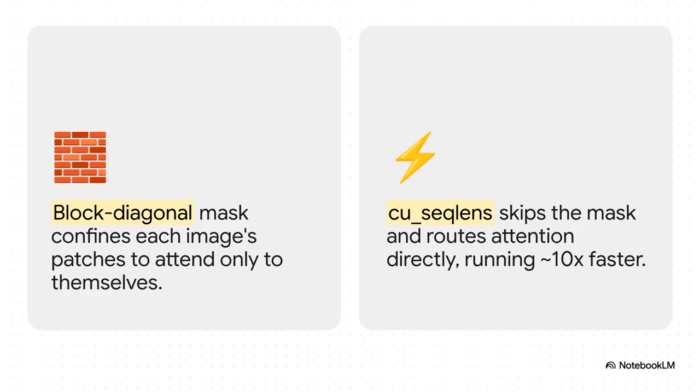Modern implementations use flash attention's cumulative length tensor, or cu_seqlens. This variable length path skips the dense mask entirely and routes attention directly within the sequence boundaries. In your typical batches, doing it this way is about 10 times faster.